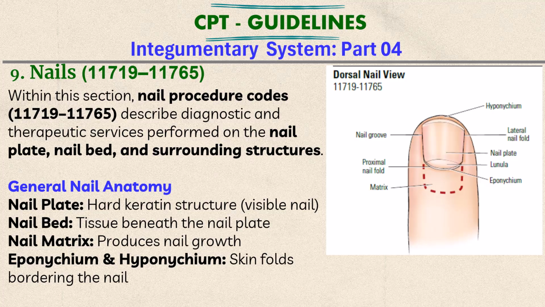Number 9, Nails. Within this section, nail procedure codes 11719 to 11765 describe diagnostic and therapeutic services performed on the nail plate, nail bed, and surrounding structures. For nail coding, you have to know the basic anatomy of the nail. The nail plate is a hard keratin structure, the visible nail, and the nail bed is the tissue beneath the nail plate, and the nail matrix, the red marked one here, produces nail growth. This one is the eponychium, and the corner ones are the hyponychium. Those are skin folds bordering the nail.